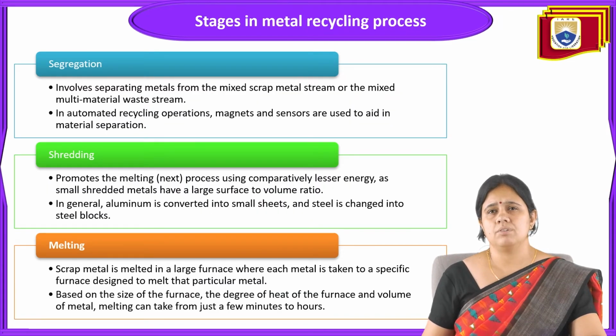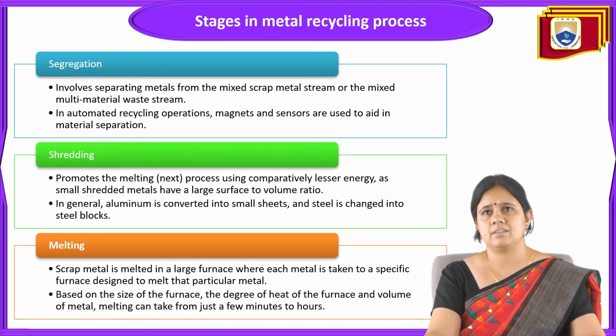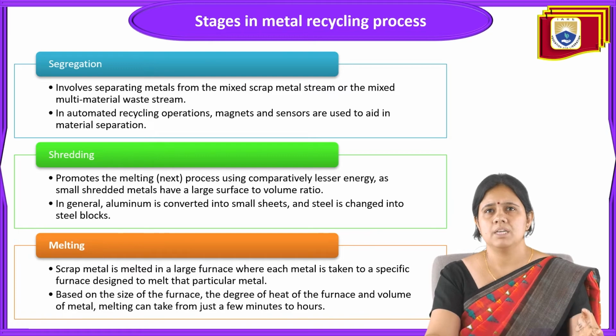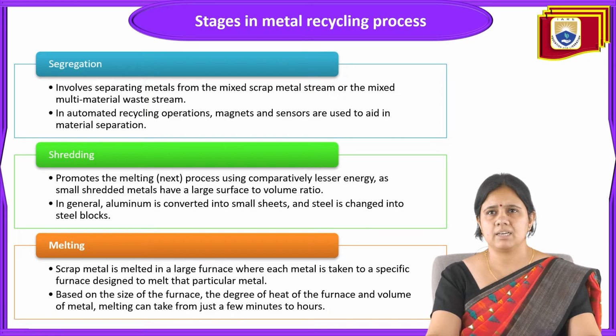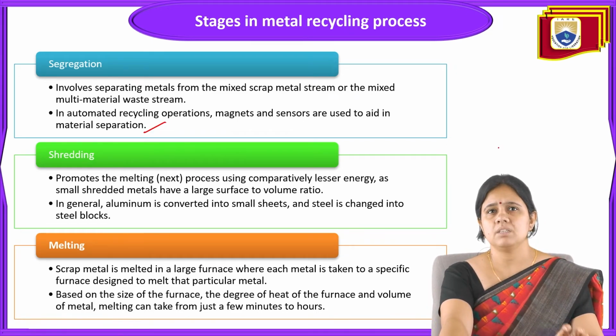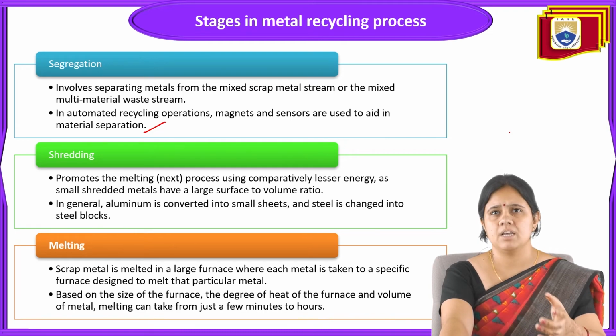Now we'll discuss the different stages of the metal recycling process. The first is the segregation stage. Segregation involves separating metals from the mixed scrap metal stream or the mixed multi-material waste stream. In automated recycling operations, magnets and sensors are used to aid in the material separation.